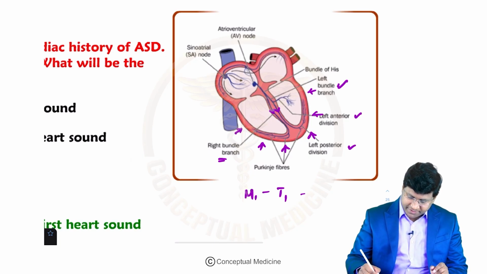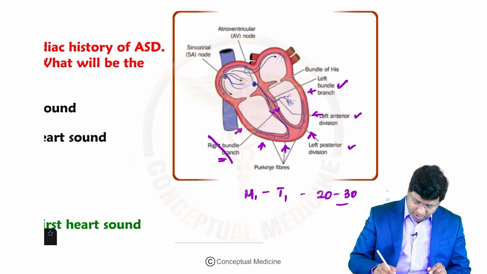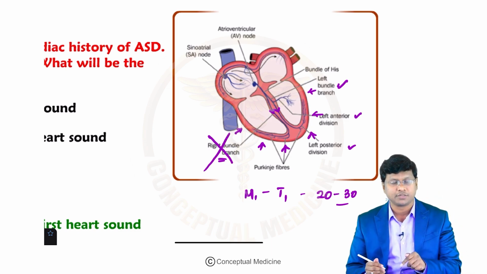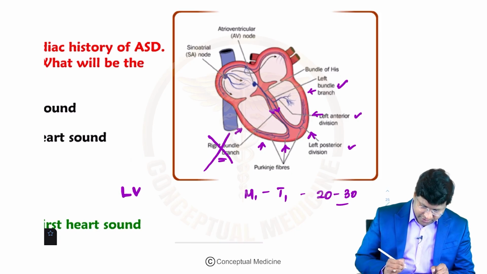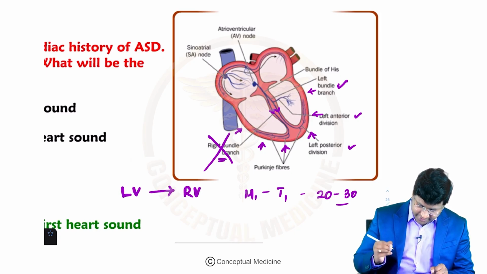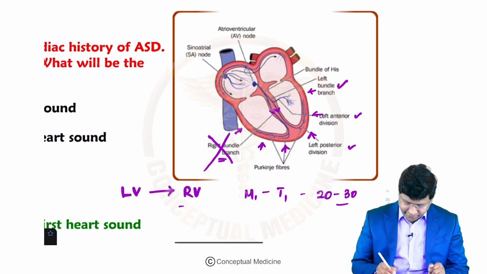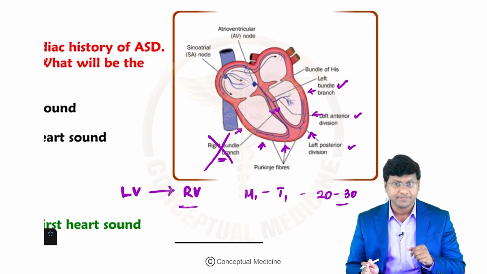And what will be the duration between these two? That is around 20 to 30 milliseconds. But when there is right bundle branch block, what will happen? When there is right bundle branch block, it is the left ventricle which will contract first, then followed by that right ventricular contraction will be there. That is what will happen.